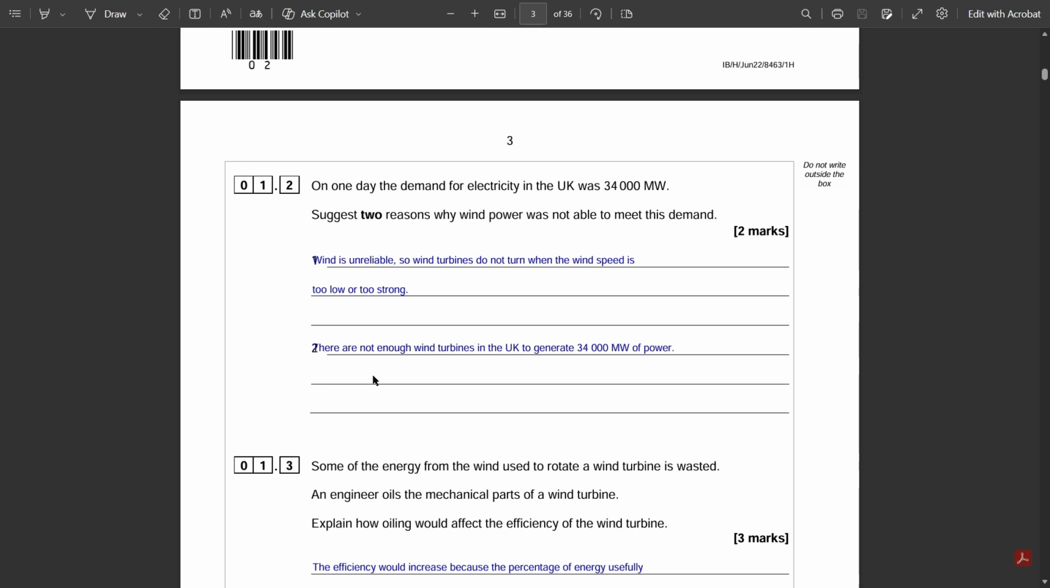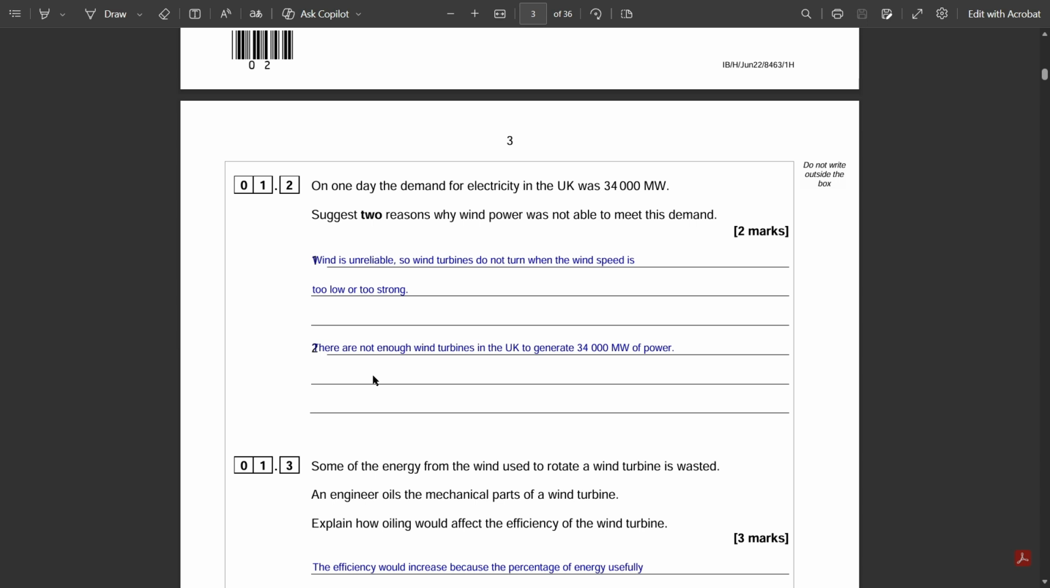And on day one, the demand for electricity was 34,000 megawatts, and we're asked to suggest two reasons why wind power was not able to meet this demand. Well, that's because wind is unreliable, so some wind turbines don't turn when the speed is too low or too strong. The reason they don't turn when it's too strong is because it could damage them if they were allowed to turn.